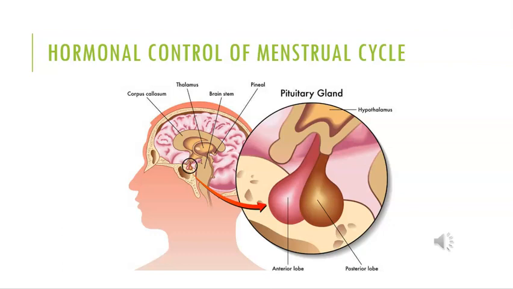When this happens, it stimulates the anterior pituitary gland to produce follicle-stimulating hormone, or FSH. This hormone is responsible for maturation of the follicle. So the follicle is basically like a little fluid-filled environment that contains an immature egg, also called an oocyte.